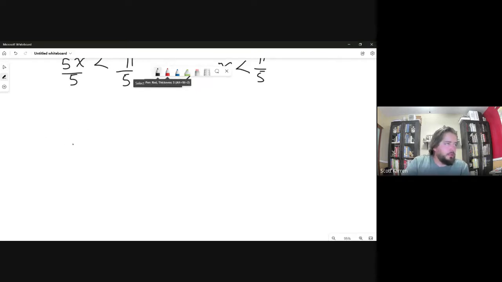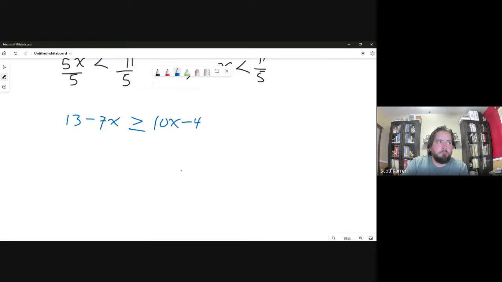And let's look at this one. 13 minus 7x is greater than or equal to 10x minus 4. Right. Again, I'm going to move all of my x's to the left, right? So I'm going to subtract 10x from both sides to get them to the left. It's gone out of there. But since I'm moving my x's to the left, I'm also going to get my whole number out of the left and move it to the right by subtracting 13 from both sides.